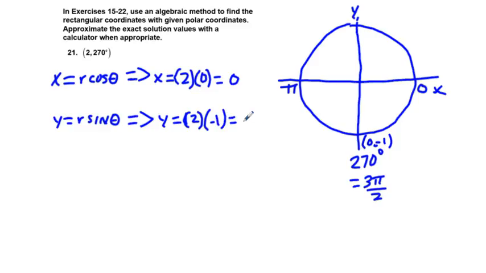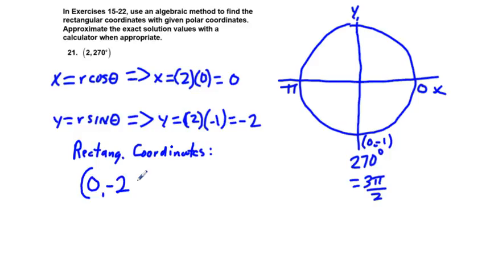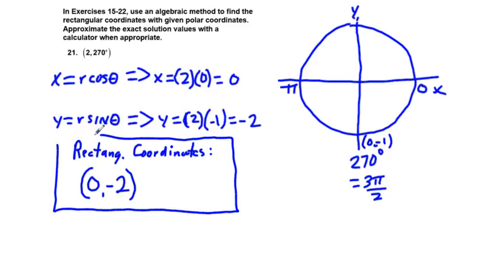So what we have is 2 times -1 equals -2. So in this case, our rectangular coordinates are just the coordinate pair 0, comma, -2. So here we've done all the odd numbered problems. Good luck with your even numbered problems as a demonstration of your learning, and thanks for viewing.